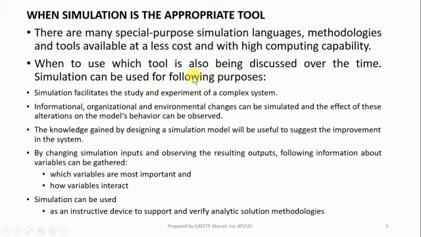When do we have to use simulation? We have to use a simulation when we have these purposes. The first one: simulation will facilitate the study and experiment of a complex system. We will use a simulation when we want to study and experiment or check a complex system. When we are having a complex system, a very difficult system to study, we are going to use a simulation.